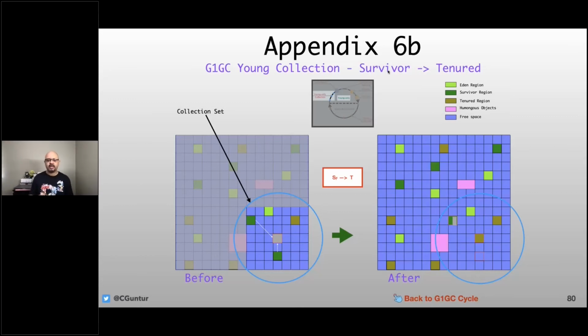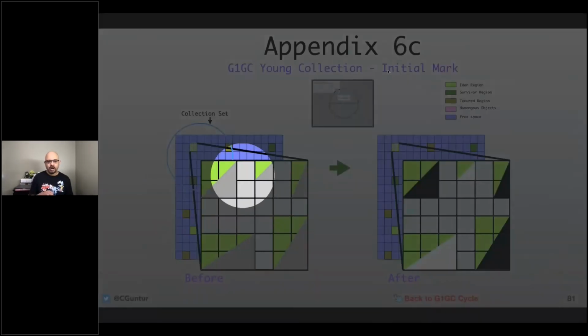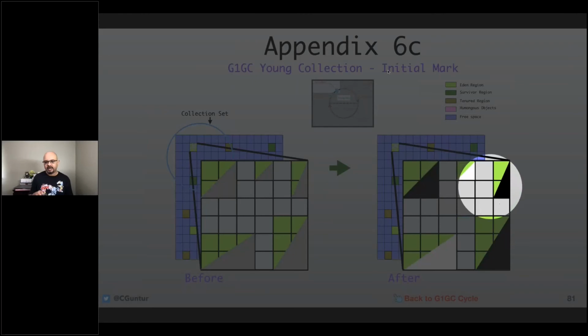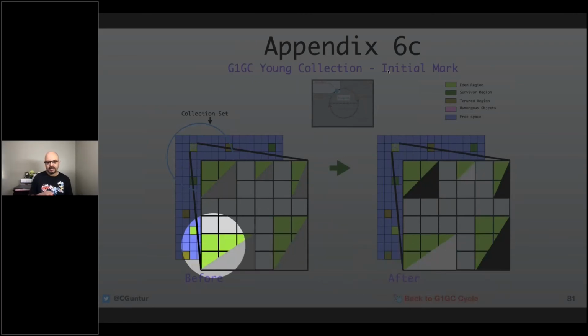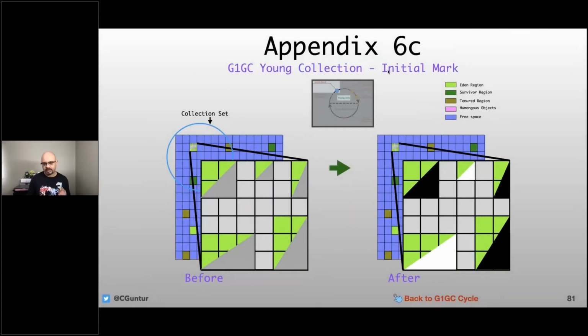The initial mark is basically where I am marking objects as live or dead. So I'm determining if the objects are live based upon their root scanning. Gray is basically I don't know if they're live. Black is basically where I know that they are live, and white is basically I know that they are dead. And that is what an initial mark does.